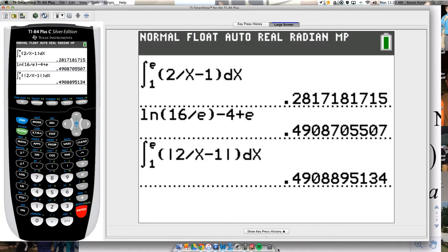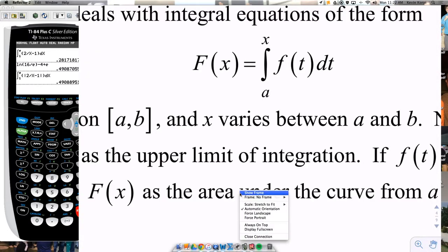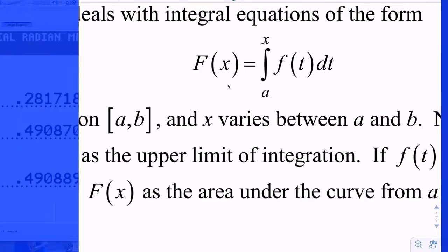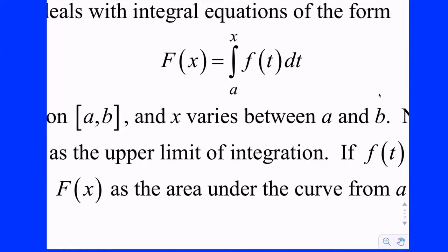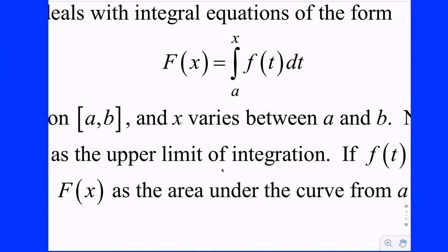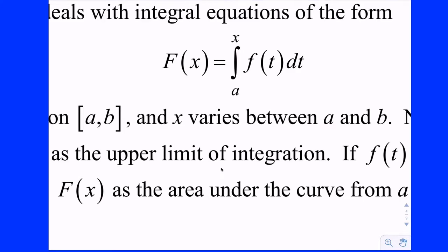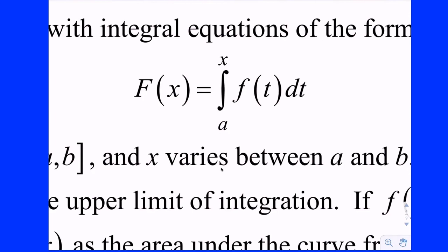The second part of the fundamental theorem of calculus deals with the fact, as we mentioned in the beginning, that the derivative and the integral are related how? They're inverses of each other. They undo each other. So what we're going to do first is define an integral function as a function of x. That's the first thing we're going to do.